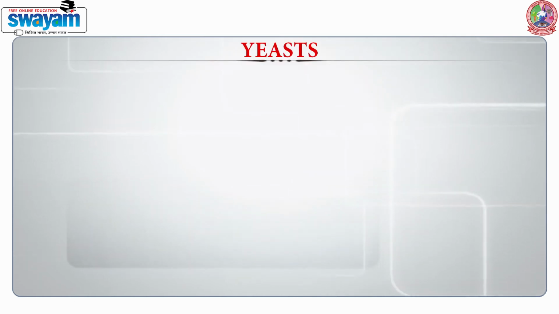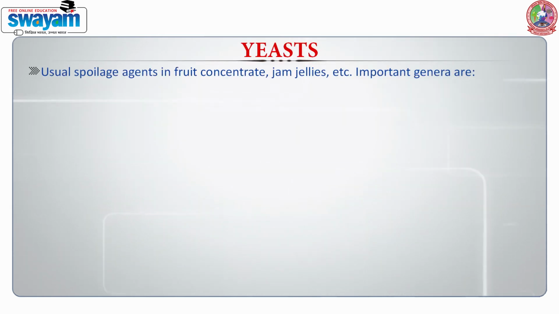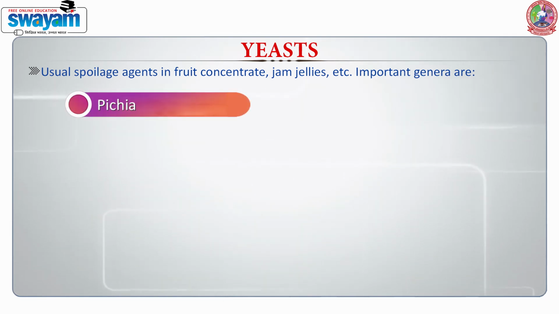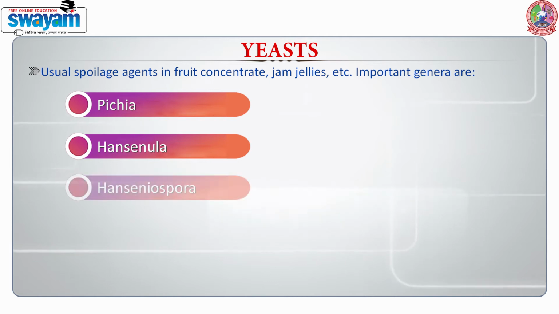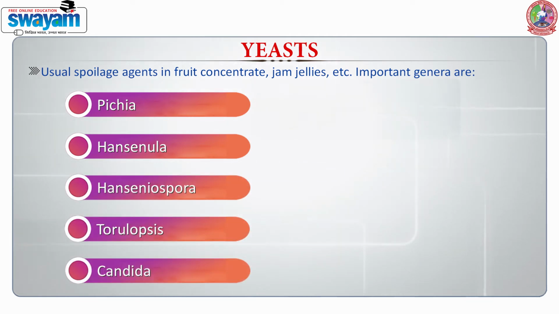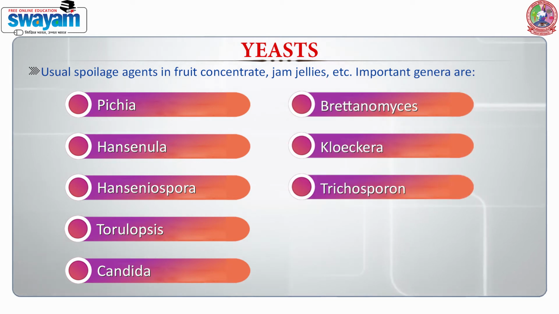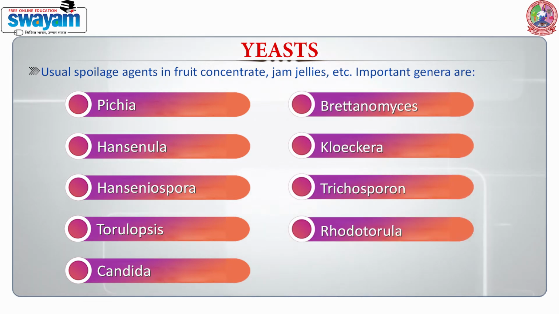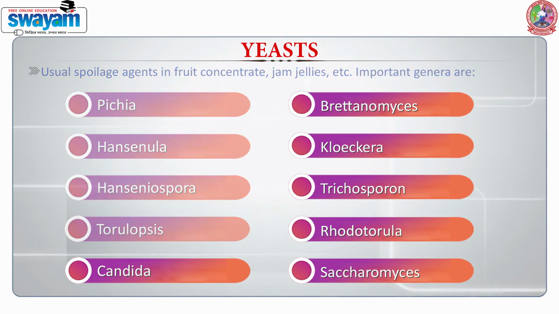Yeasts are also spoilage agents of fruits, vegetables and their products. They are most prevalent in fruit concentrates, jams, jellies, etc. Some of the important genera of yeast are Pichia, Hansenula, Hanseniaspora, Torulopsis, Candida, Kloeckera, Trichosporon, Rhodotorula and Saccharomyces.